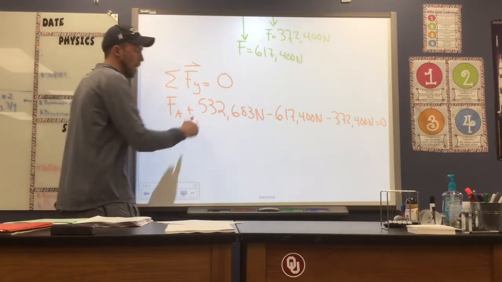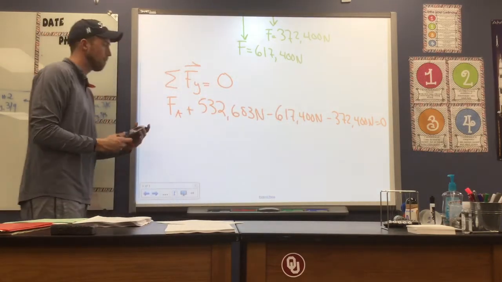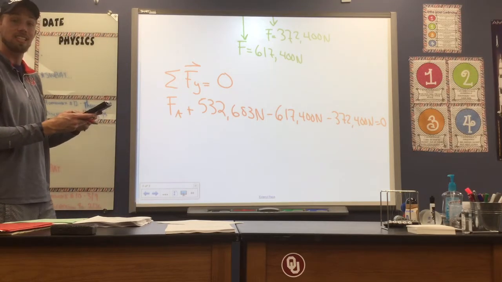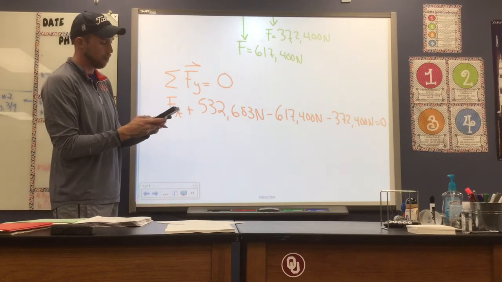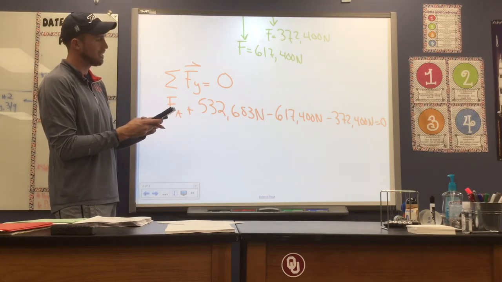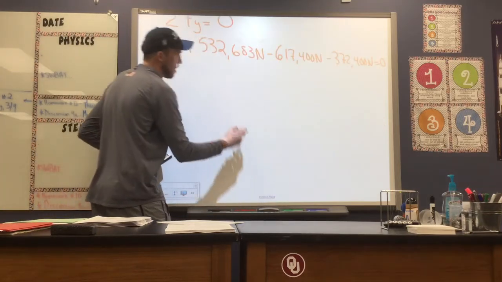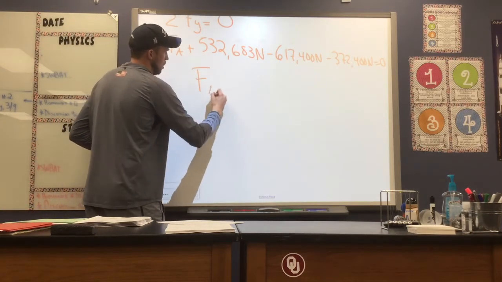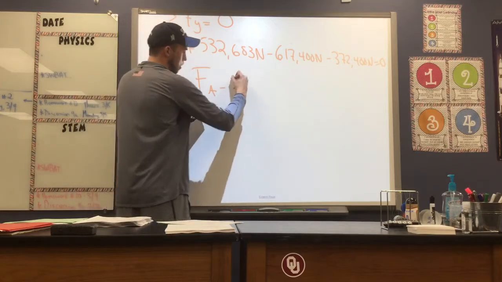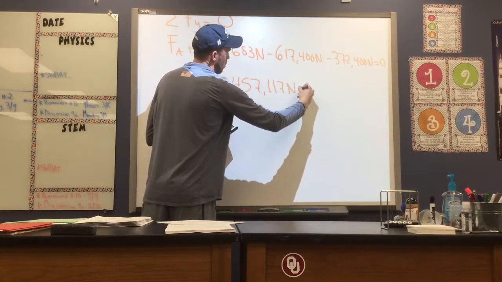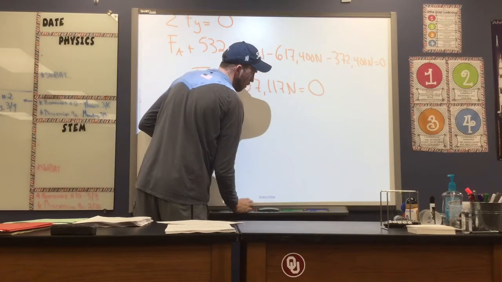So really all I'm going to do now is add these forces up. We'll go 532,683 minus 617,400 minus 372,400. So what that gives us is this: FA minus 457,117 newtons must equal 0.